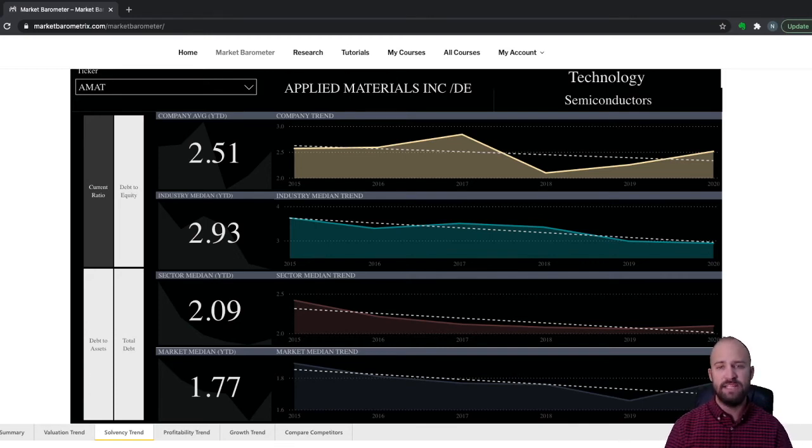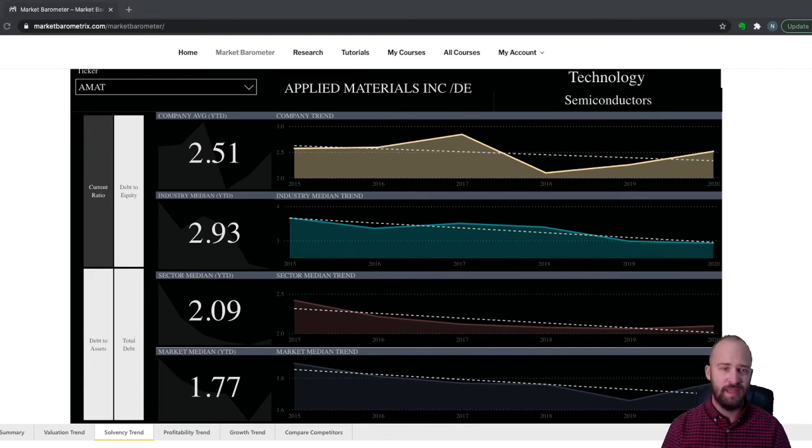So right now with Applied Materials in the semiconductors industry, the industry median current ratio for the entire semiconductors industry is 2.93. Applied Materials with a current ratio of 2.51 puts it more or less in line with its industry peers. So nothing really of note there. A current ratio of 2.51 essentially is telling us that for every dollar of bills that it has coming due, it has $2.51 worth of current assets, cash and cash equivalents to pay those bills. So Applied Materials should have no problem paying its bills in the short term.